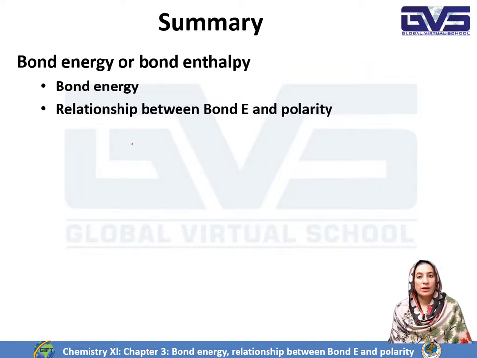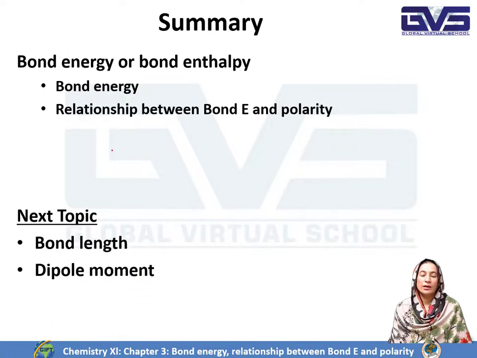So this was all about the ionic character, meaning their polarity. This was all about the bond energy and its relationship with the polarity of the molecules. And our next topic will be bond length and dipole moment.